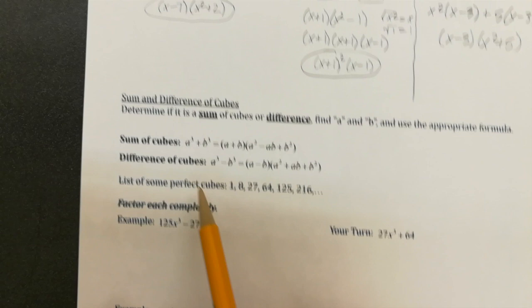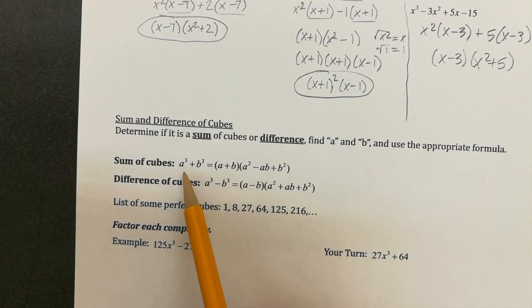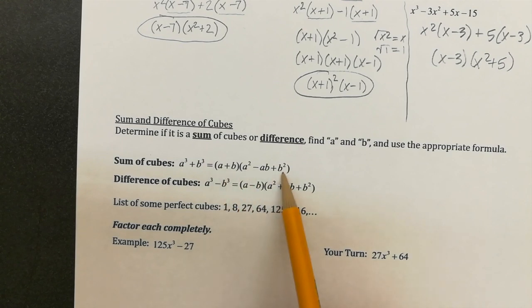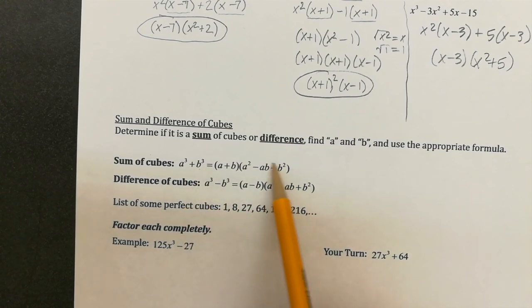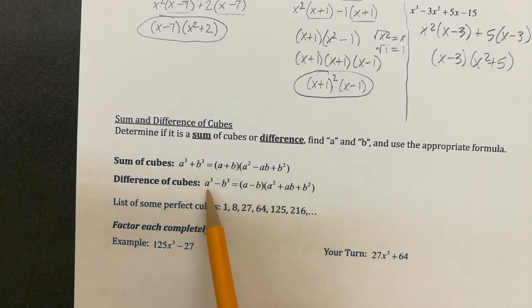All right, on the sum and difference of cubes. These you can think of as formulas. So a sum of cubes, well, that would be something cubed plus something cubed. And here's the formula. We just have to figure out what's A and what's B, and then we can just sort of plug in our A and B. Same thing for a difference of cubes.